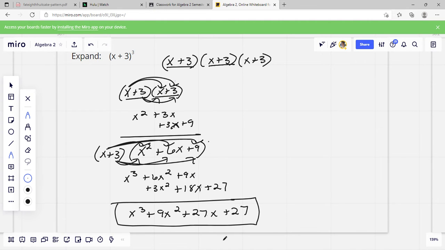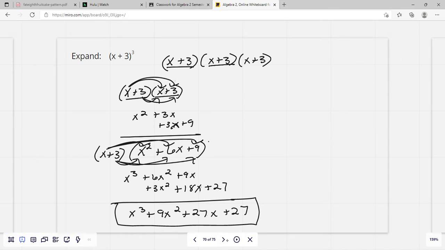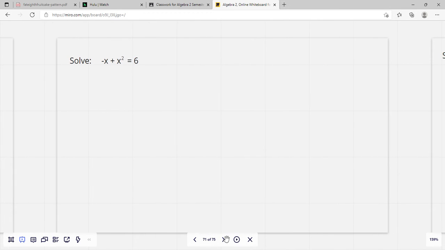So when you have something cubed, you're going to start with a cube term, and you're going to end up with no variable on the last one, with a squared term and a 1x term in there as well. Alright, this one wants us to solve.